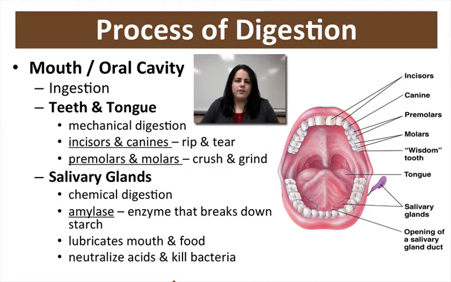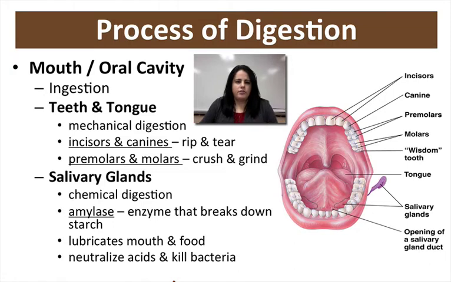And you have 4 different types of teeth. You have incisors, you have canines, you have premolars, and way in the back you have molars. The premolars are also known as bicuspids. But the front ones, the incisors and the canines, those are used to rip and tear food, and then once it's in your mouth, your molars and your premolars crush and grind it into smaller pieces.